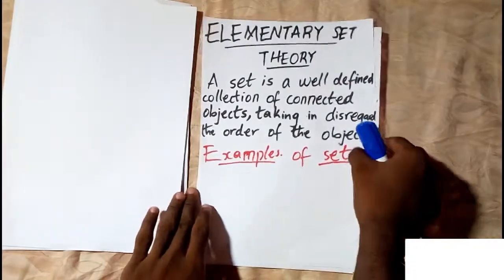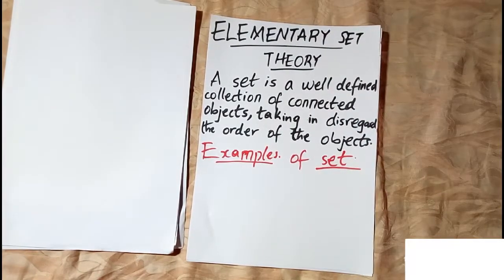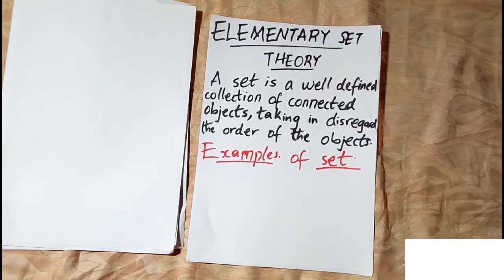So let's go straight to it. Set theory. A set is a well-defined collection of connected objects, taking in disregard their order. The objects you have are well-defined, they have similar characteristics. That characteristic is where their connection is.